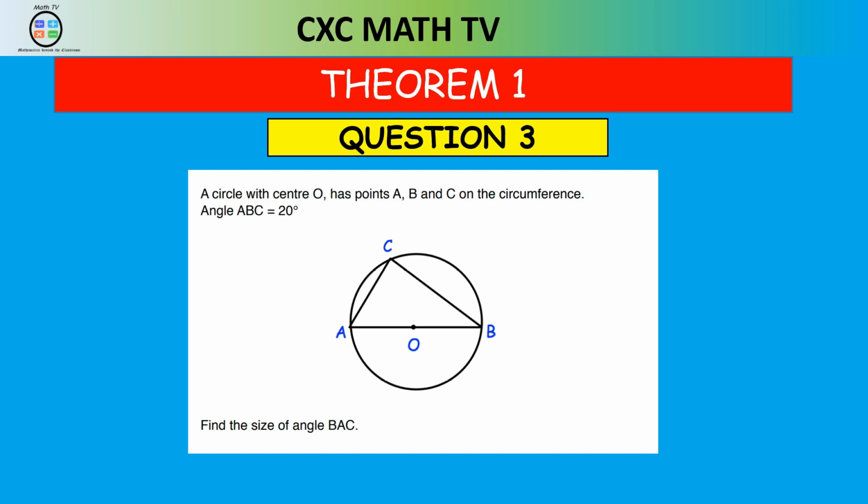Now, let's step it up a little bit. Question 3. A circle with center O has points A, B, C on the circumference and angle ABC is 20 degrees. Find the size of angle BAC. So pause the video and attempt this question.